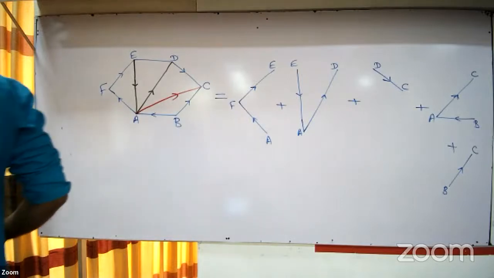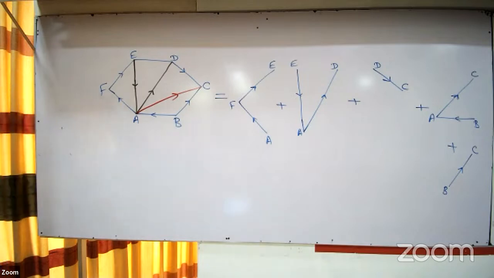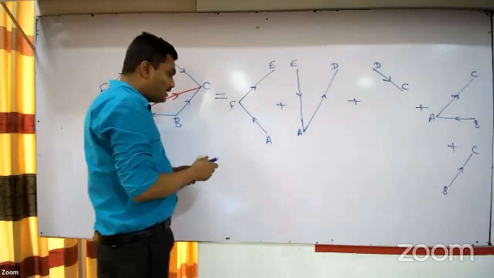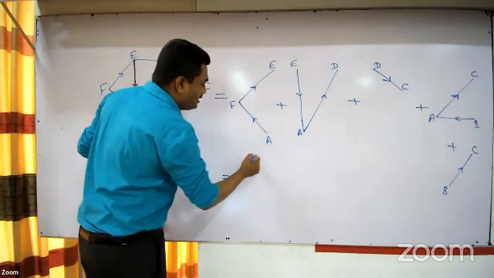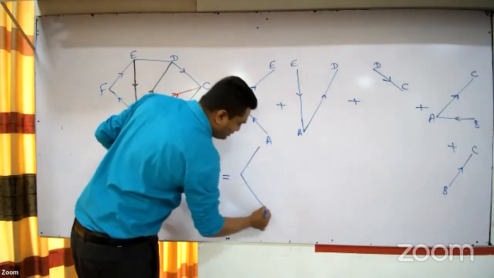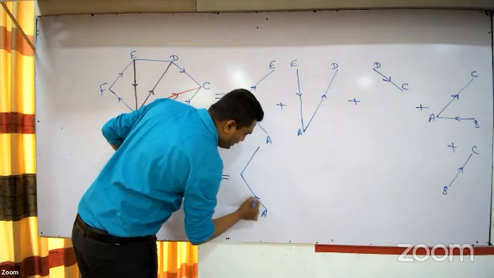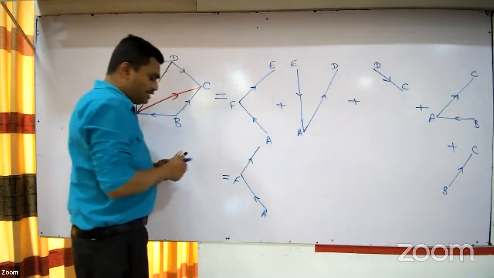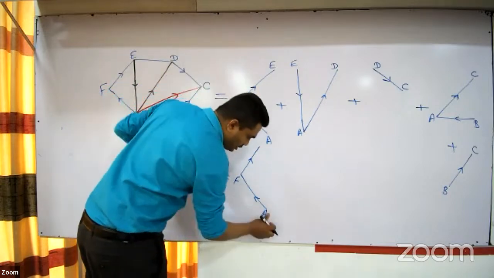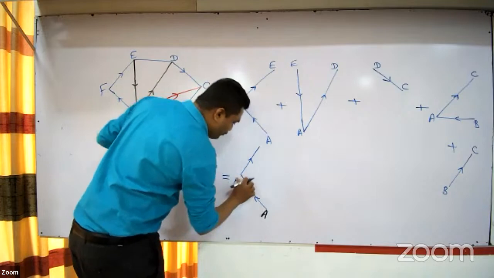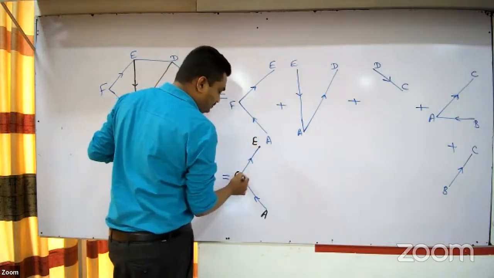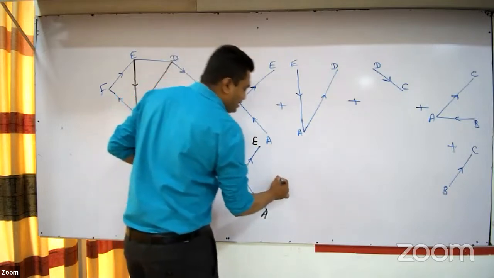Right, second case. It means I am not going to change this part. I'll keep them as they are. I do not change AF, FE. I don't change the AF vector and the FE vector.